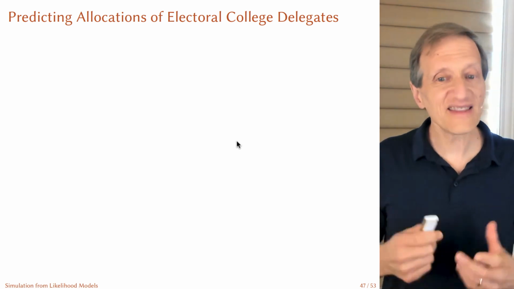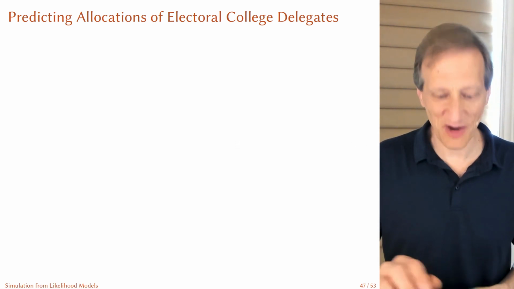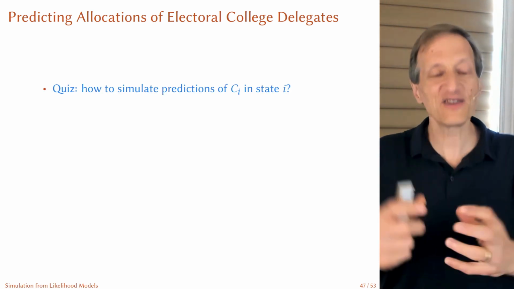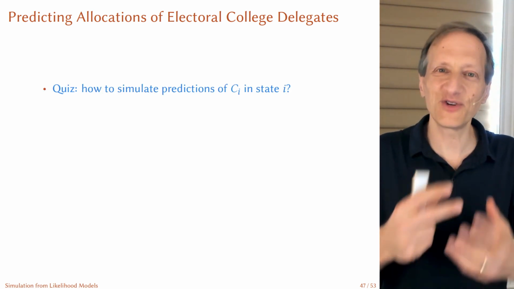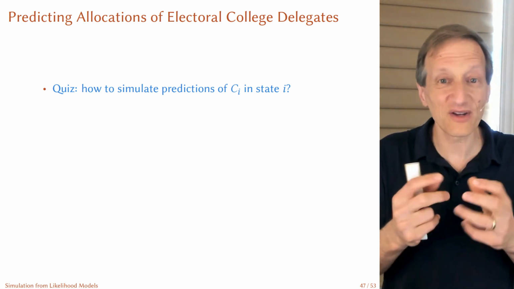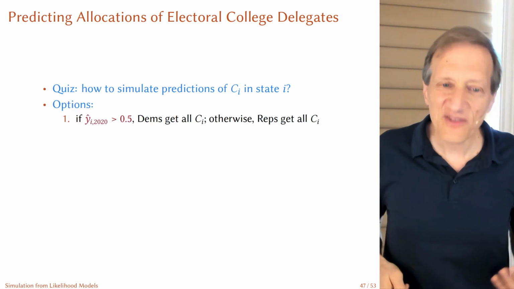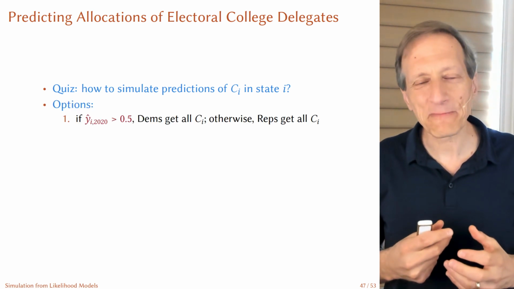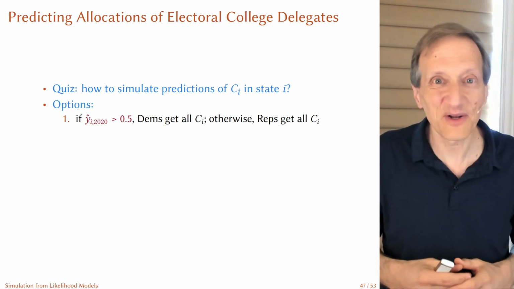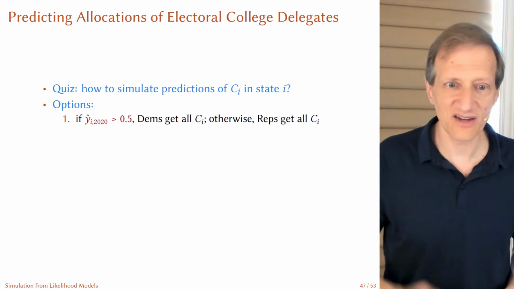We're going to predict the allocations of Electoral College delegates. How are we going to do that? That's really the question. The core piece of that question is how to simulate predictions of the number of Electoral College delegates the Democrats and Republicans will win in each individual state. How are we going to do that? The options are the following, and some of them are actually completely wrong, but lots of people do them, so I want you to really understand it.